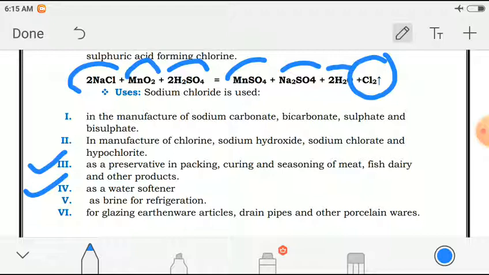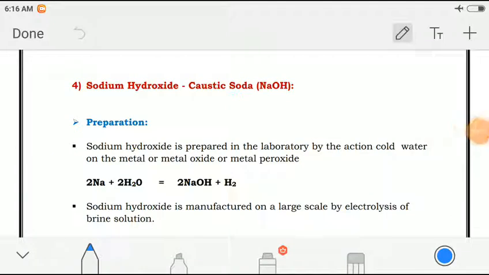Now we will see the second compound, that will be sodium hydroxide. See, sodium hydroxide, which is also known as caustic soda. The chemical formula of this is NaOH, it is sodium hydroxide. Now we will see first the preparation of sodium hydroxide.